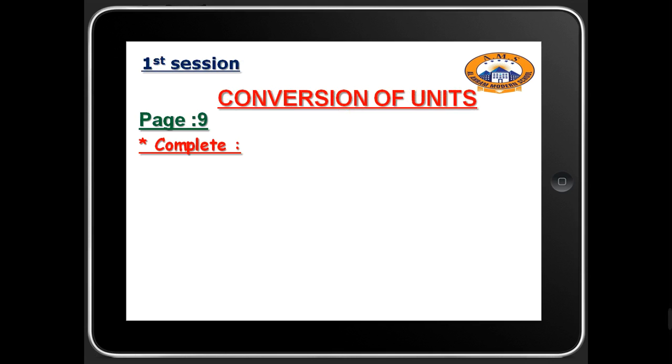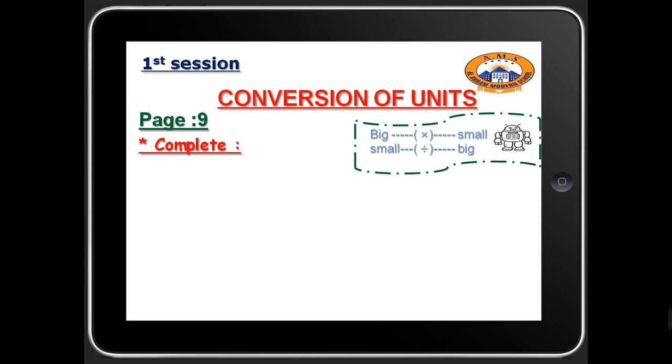Now open your booklet, page 9. We're going to solve some exercises about how to convert between two units and how to approximate to the nearest unit. Let's remember, when we convert from big to small, we will multiply. When we convert from small to big, we will divide.